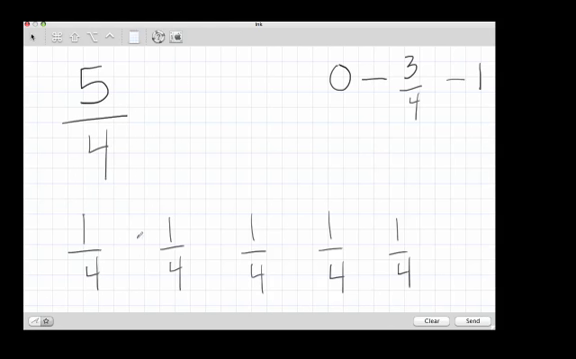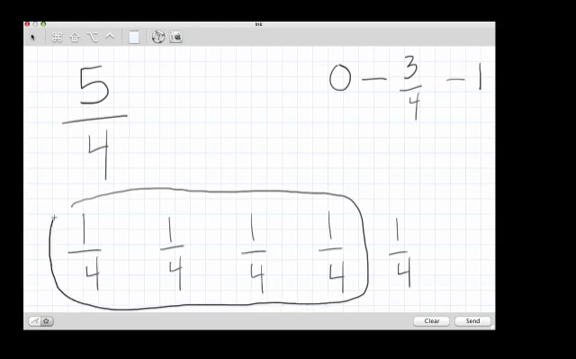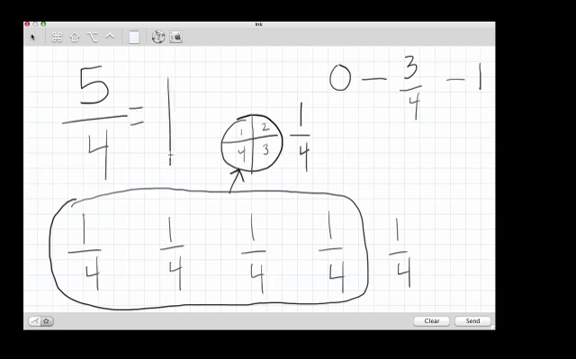And so we look at our fourths here and we ask ourselves, okay, how many of these fourths do we need to create a whole? And the answer is 4 of them, because if we draw a whole and we know that we're in fourths, 1, 2, 3, 4 of them create a whole. So these 4/4 right here create this whole, and we ask ourselves what's left over. We have 1 whole and 1/4 left over. 1 whole and 1/4. So 5/4 equals 1 1/4.